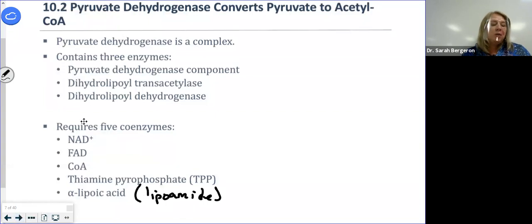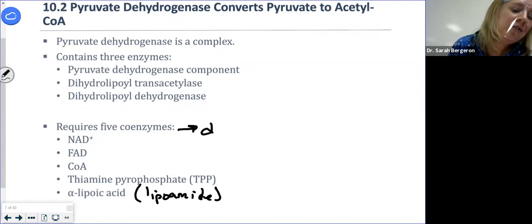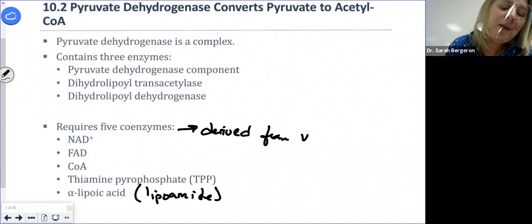Okay, so all of these are actually derived from vitamins. All of our coenzymes here are derived from vitamins.